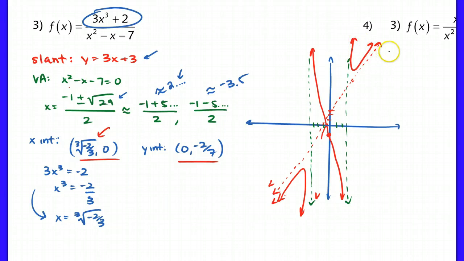And again, the same thing would have been true here if you thought that the branch was supposed to look like this, because it's supposed to hug those asymptotes. It can't, because it's going to have another x-intercept.